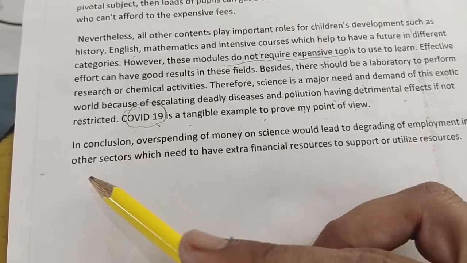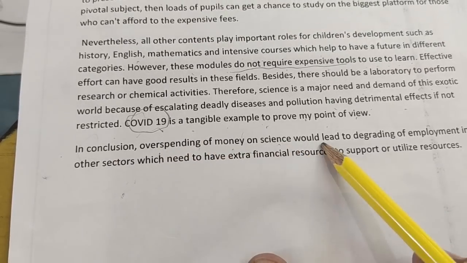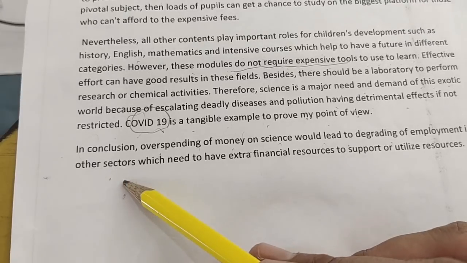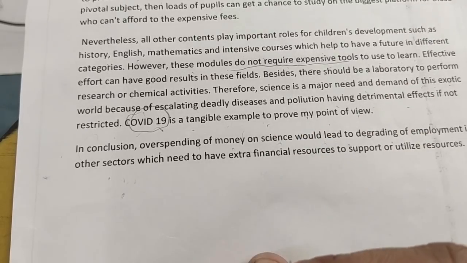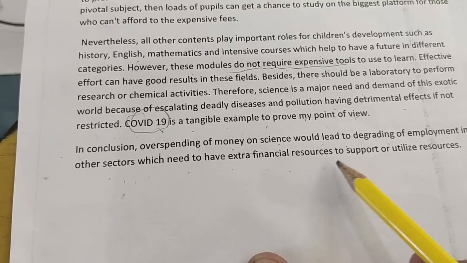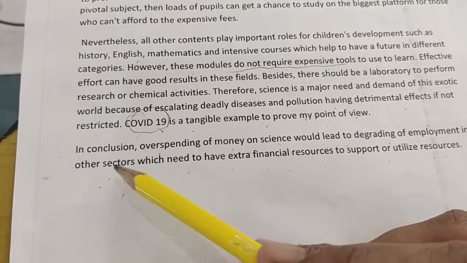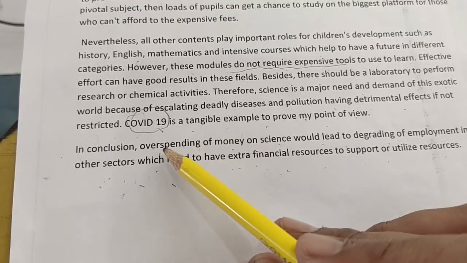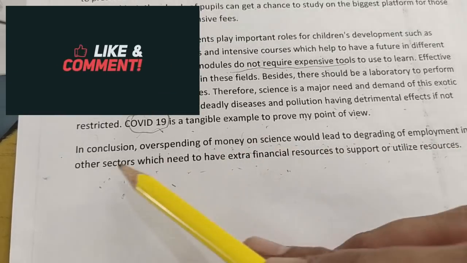In conclusion, overspending of money on science would lead to a degrading of employment in other sectors. Means there would be no employment in other sectors if we give more money to science. But I don't think so. Science needs extra financial resources to support or utilize resources, while other sectors such as math need less.